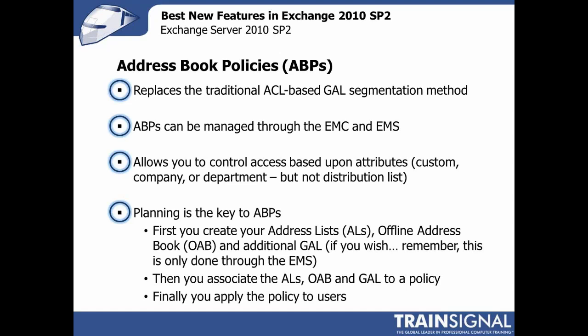Then what you would do is associate the address list, the offline address book, and the global address list to a policy, and then apply that policy to users. And again, this is easy. This is done either through the Exchange Management Console or through the shell. Very easy to apply these policies.